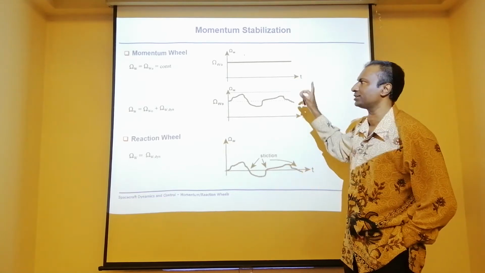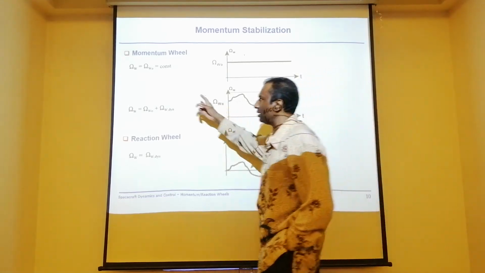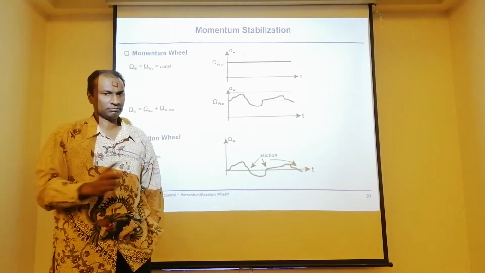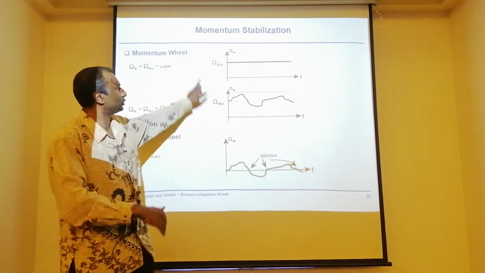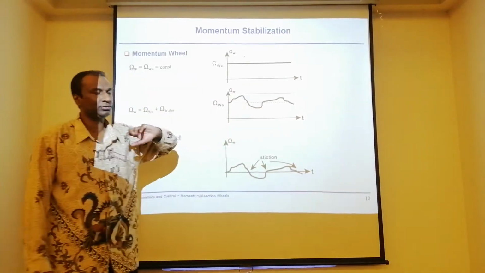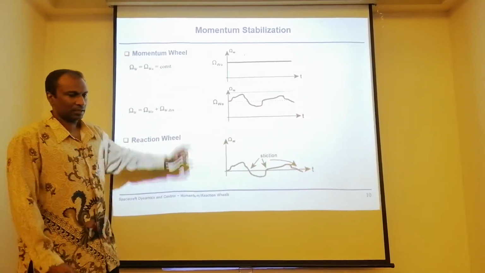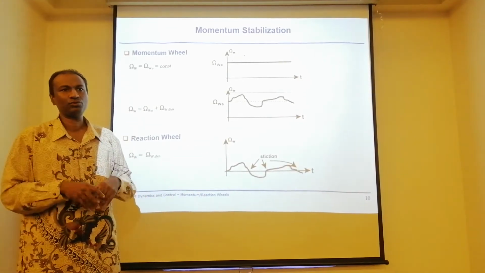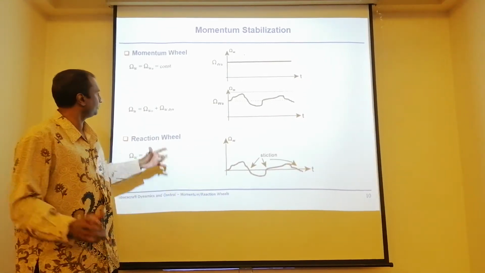But again, this is a rotational stabilization. A momentum wheel is going to rotate at a constant speed. It gives out the momentum. Constant speed gives you the momentum. That means the angular momentum doesn't change. When angular momentum doesn't change, you don't have a torque, period.